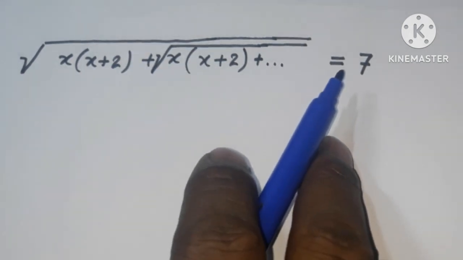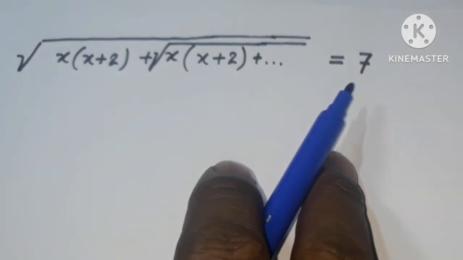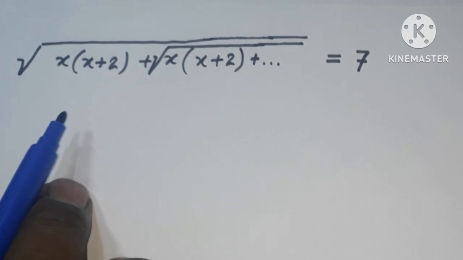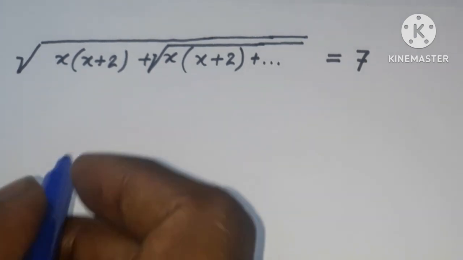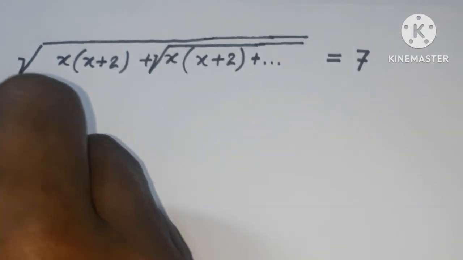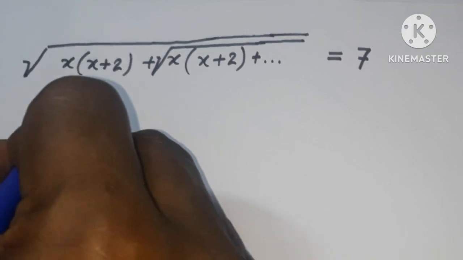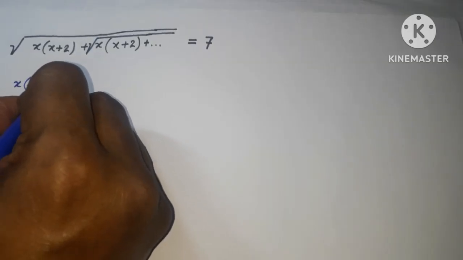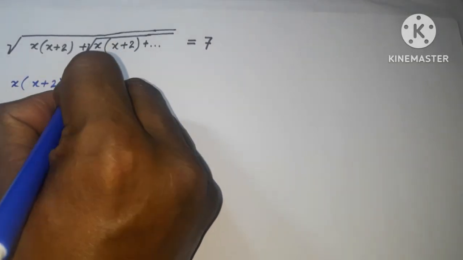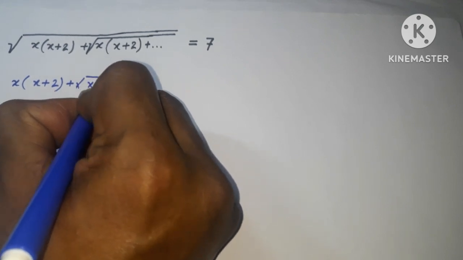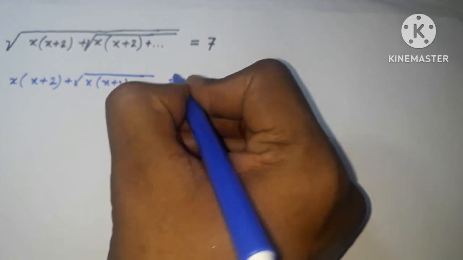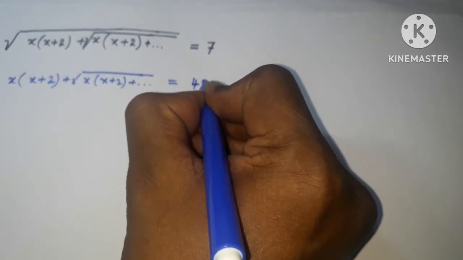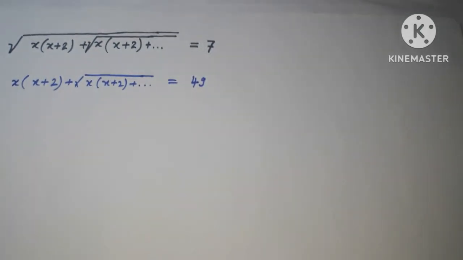You are seeing that root is there, and here on the right side we have a constant value. So we need to remove this root, and how can we remove this root? By squaring on both sides we can remove this root, right? So here I'm squaring both sides, and after squaring I will have x into x plus 2 plus root under x into x plus 2 plus dot dot dot is equal to 7 square, that is giving us 49.